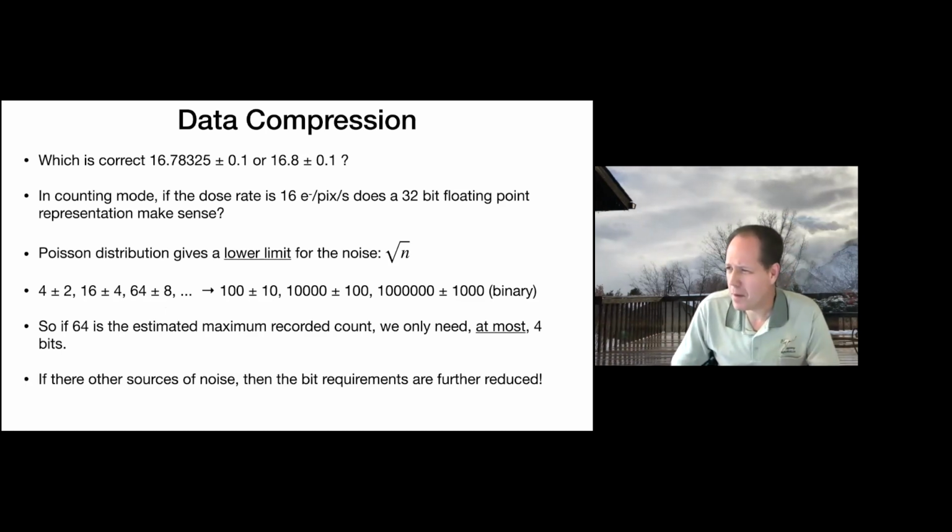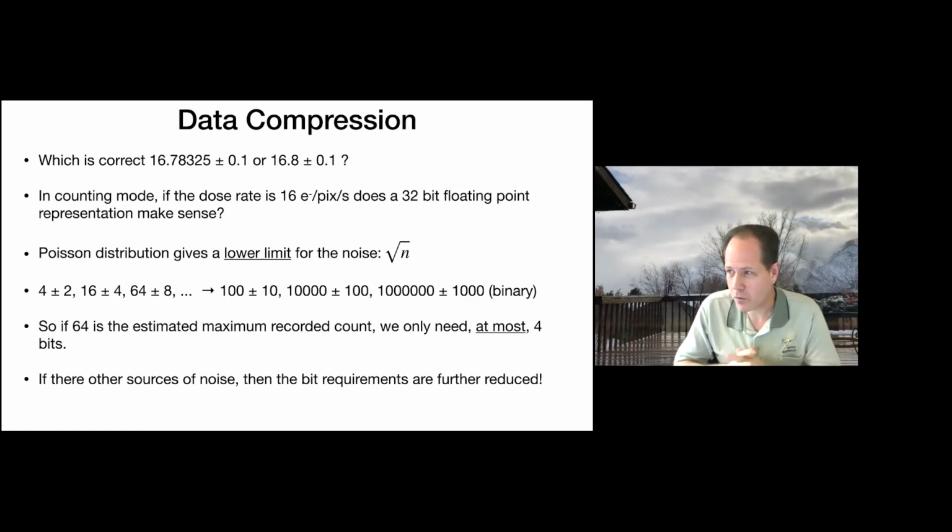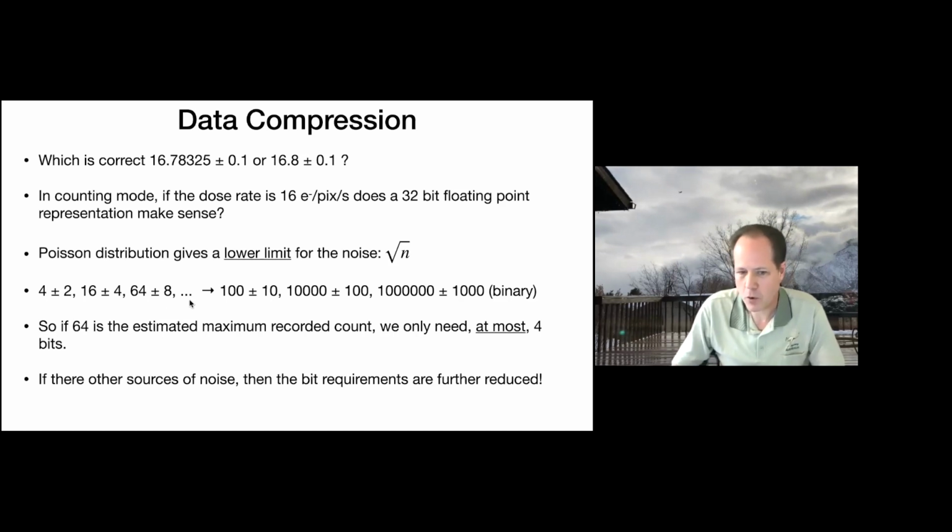And this is sort of the maximum number of bits that would be required to represent the data. If there are other sources of noise in the image, then the uncertainty is larger, and the number of bits that you need to keep is even smaller than that. So basically, our most conservative estimate is that in typical cryo-EM imaging, really 4 bits is all you should keep.